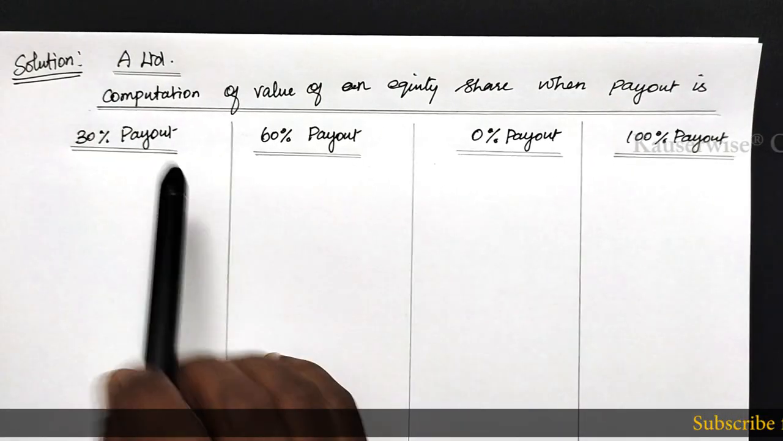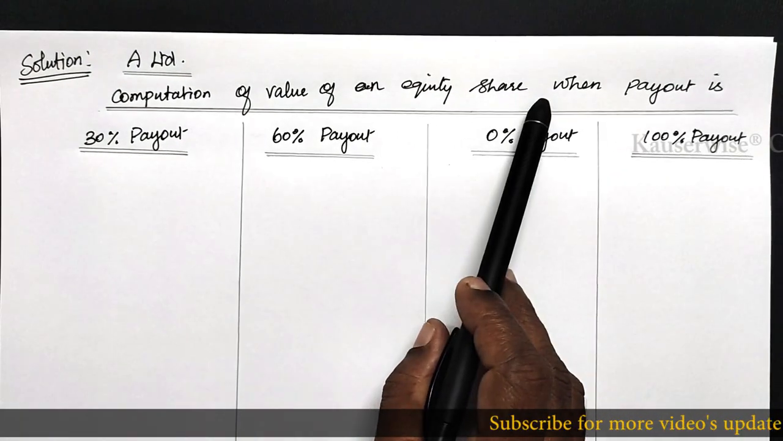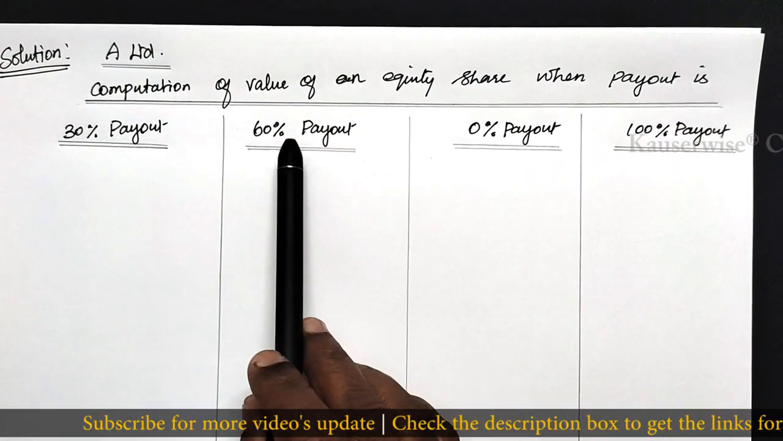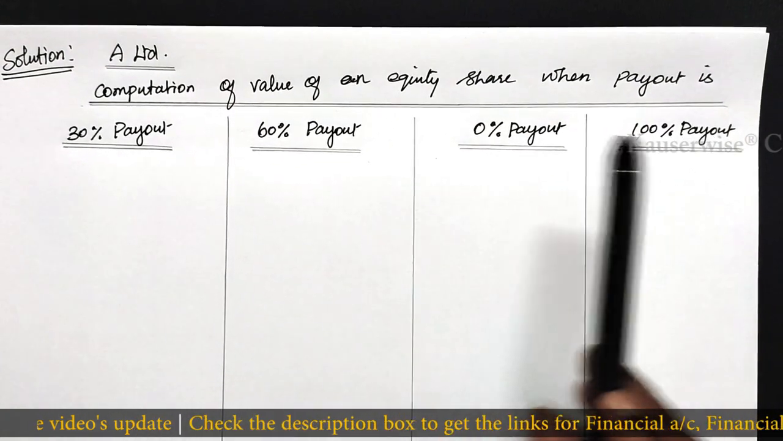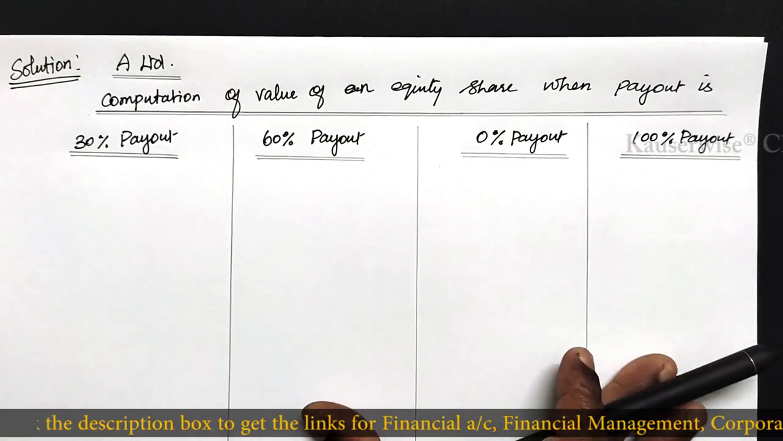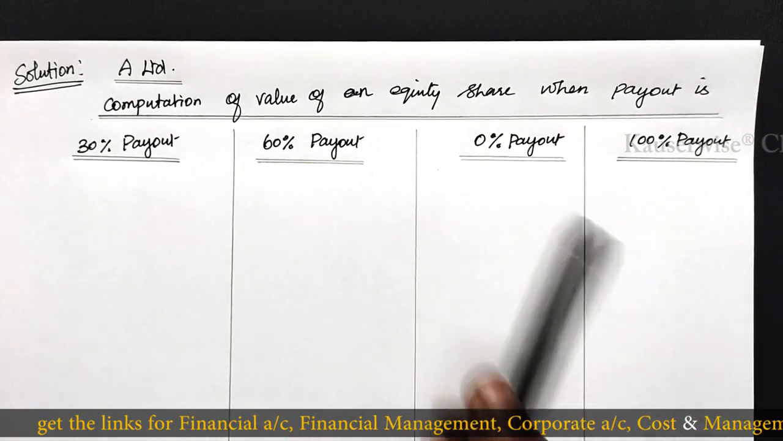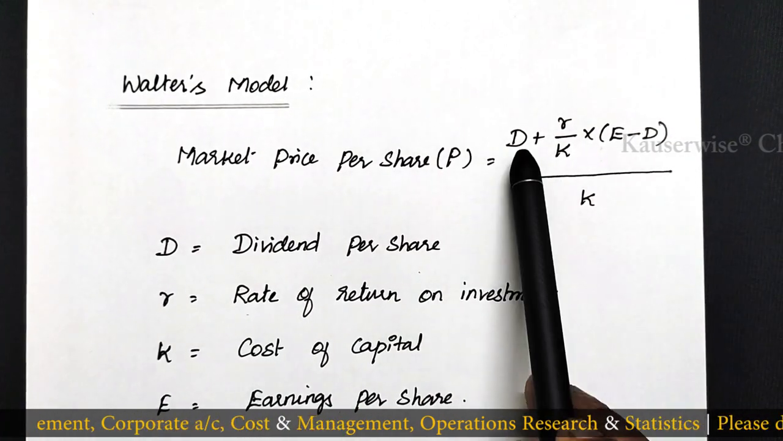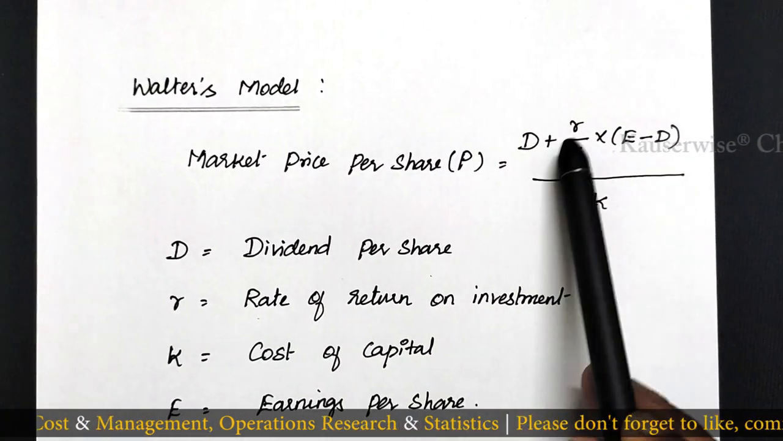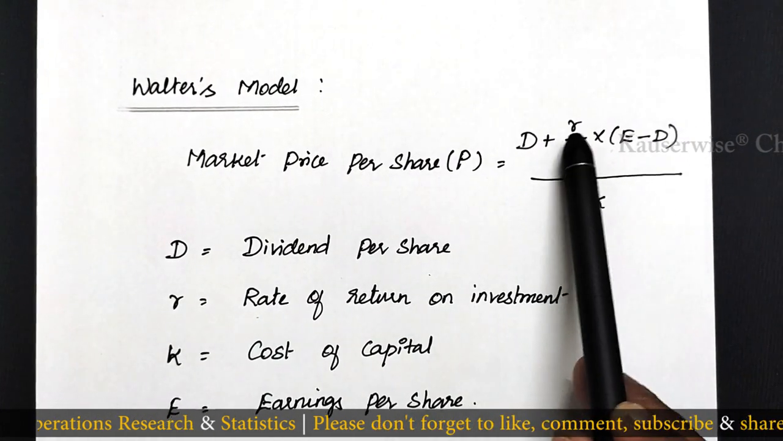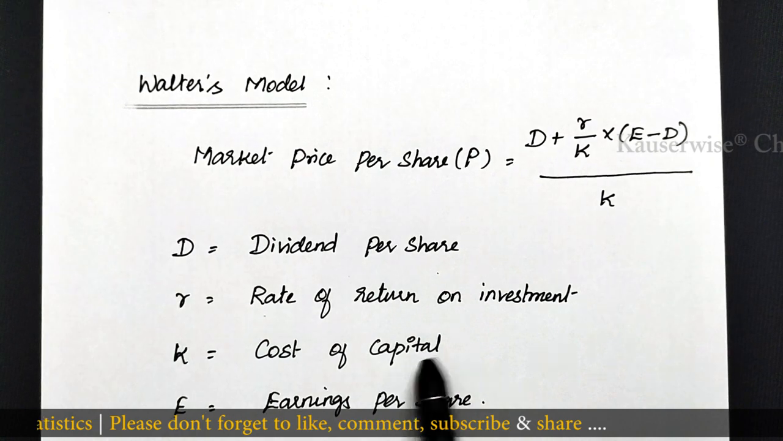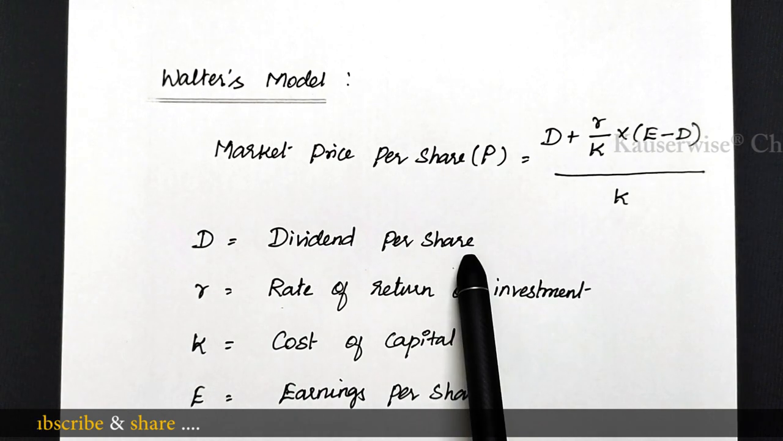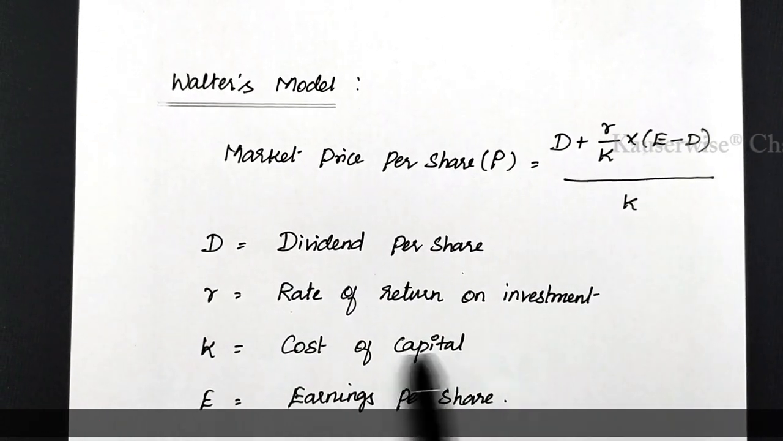Look at the solution. First, we are going to find out the value of an equity share for A Limited under four different options: 30% payout, 60% payout, 0% payout and 100% payout. So what is the formula to find out the market value per equity share? The formula for market price per equity share is D, dividend per share, plus R, rate of return on investment divided by K, cost of capital, into E, earnings per share, minus D, dividend per share divided by K, cost of capital.